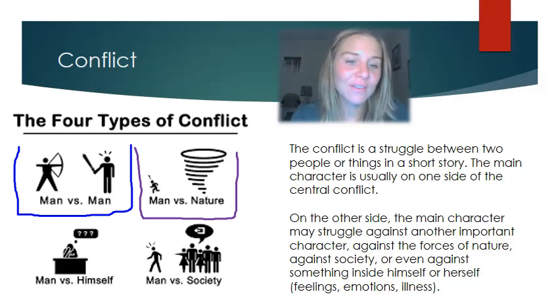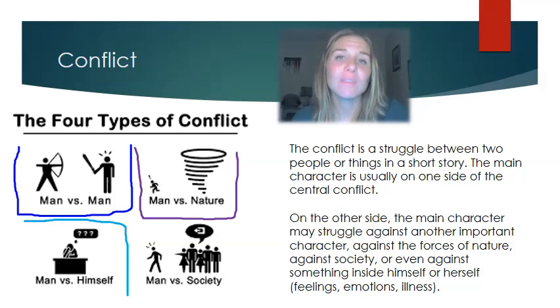Next, we have man versus himself. This is where the character struggles to either make a decision, while they're struggling with emotions, or maybe they're struggling with a mental or physical illness that they're trying to overcome.